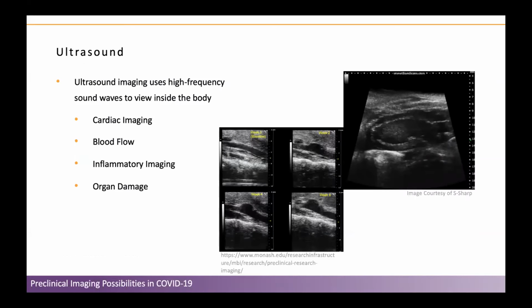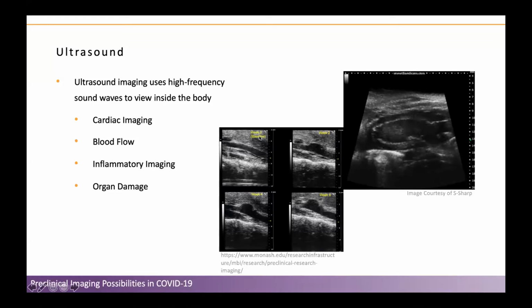Now, ultrasound isn't traditionally discussed right now using COVID, but it definitely has its place within the preclinical research community. So ultrasound, you're using high frequency sound waves to view inside the body, and you can get some fantastic in vivo images in real time. So this is an example of cardiac imaging in real time here of a mouse heart.